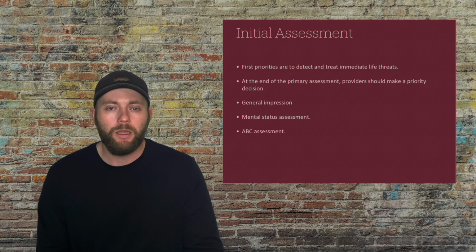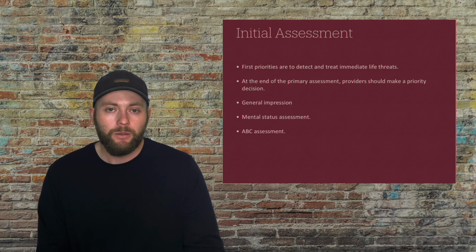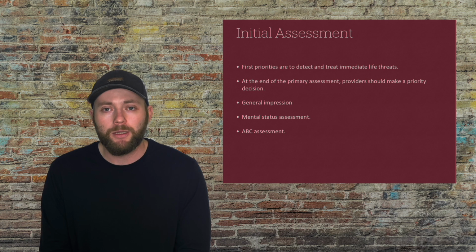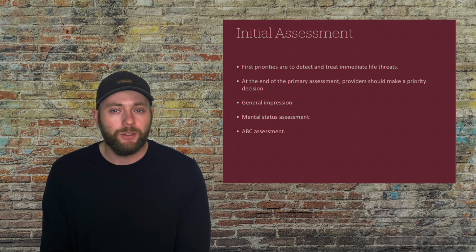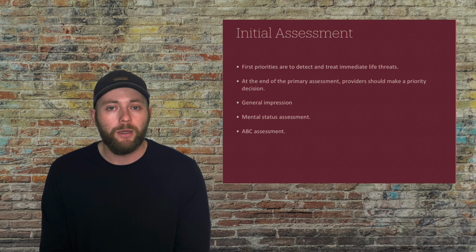Our main priority in an initial assessment of an older patient does not change compared to younger patients. We should identify and treat underlying life threats before performing any other type of assessment, such as a social assessment. At the end of our primary assessment, we should make a priority decision. This helps determine where and by what modality we take a patient to the hospital, whether emergency, non emergency, by air, or by ground.